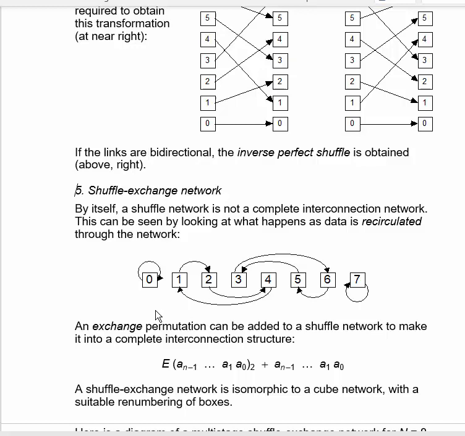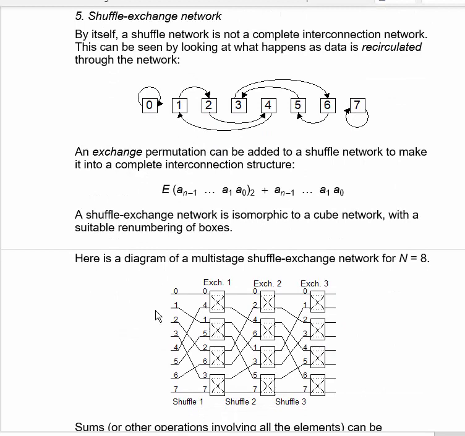So a shuffle exchange network, per se, is not a complete interconnection. You can't get from anywhere to anywhere else. However, you can add an exchange permutation to a shuffle network to make it into a complete interconnection structure. And what that does is flip the low order bit.